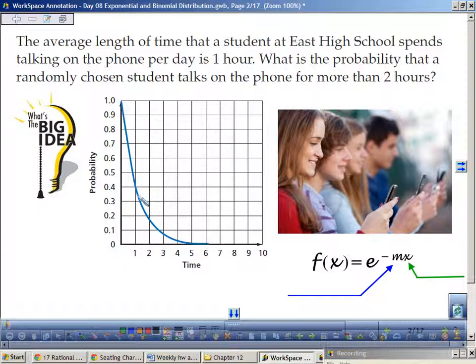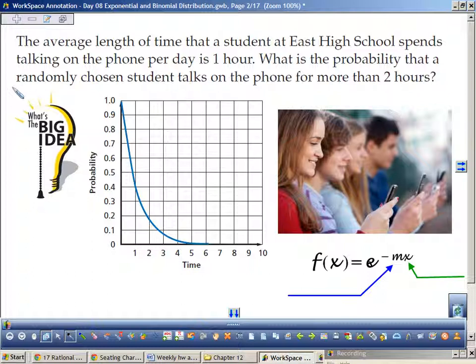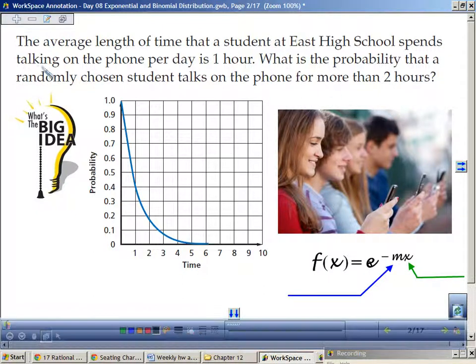So do you guys recognize this is exponential? Yeah. Hence the E, right? So you don't need to write all this down right now. Let's just look at it to get the big idea. The average length of time that a student at East High School spends talking on the phone per day is 1 hour. What is the probability that a randomly chosen student talks on the phone for more than 2 hours?